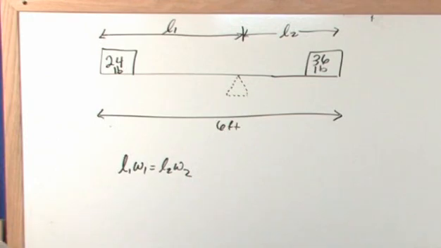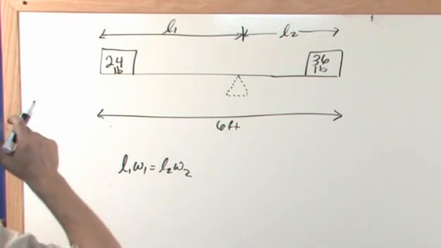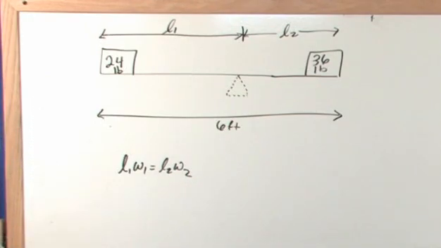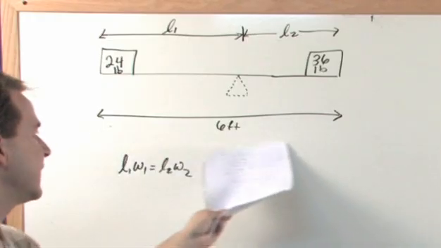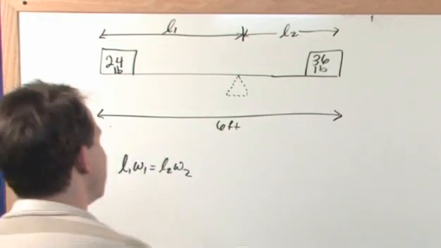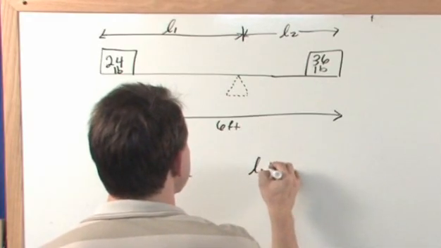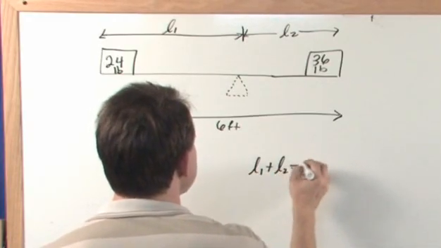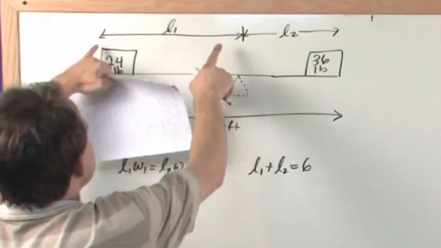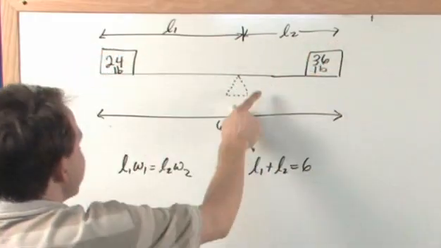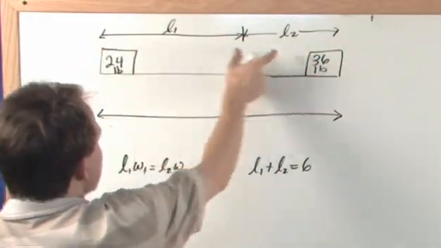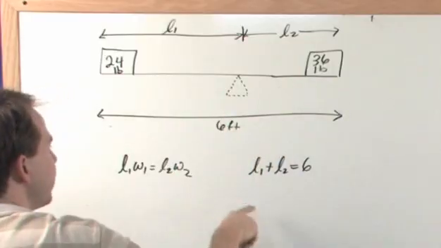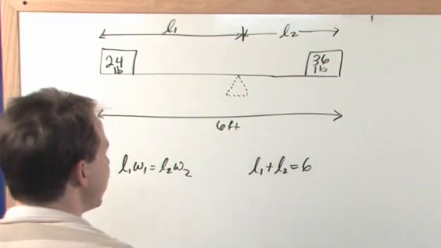Now here is where the magic lies. You look at this and you might say, well, I haven't really made any progress. I still don't know what L1 and L2 are. But the magic thing they gave you is that you had a 6-foot lever. So that means that whatever L1 is, L1 plus L2 must equal 6. Because no matter where I put the fulcrum, if it's a shorter L1 or a longer L1, the sum of those two things must be equal to the length of the lever.